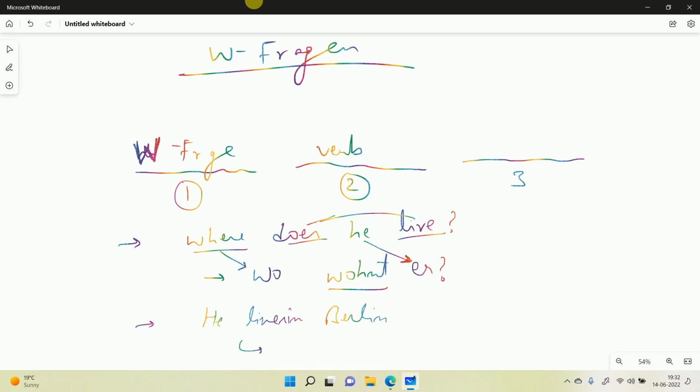so it becomes wohnt in Berlin, right? So again, for this verb, we are not going to use any supportive words like does, ist, bist, or something like that. Wohnt itself is a combination of does and live, or is and live will be wohnen.